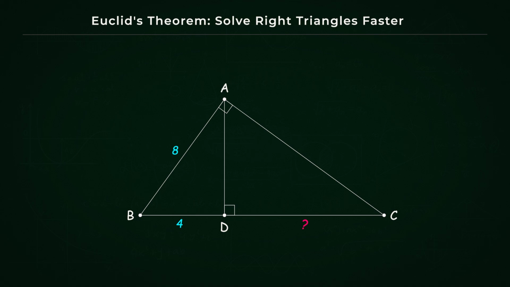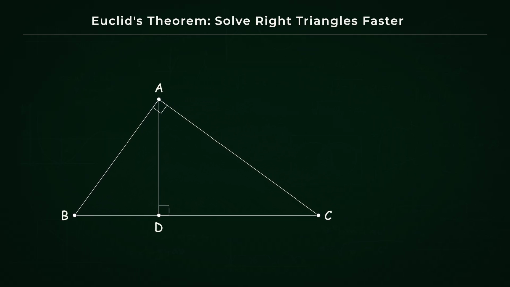In this configuration, by combining it with the Pythagorean theorem, knowing any two lengths is enough to quickly find all the others. Now, let's take a closer look at this theorem. Euclid's theorem consists of 3 key formulas, and there's a simple trick that can help you remember all 3 quickly.